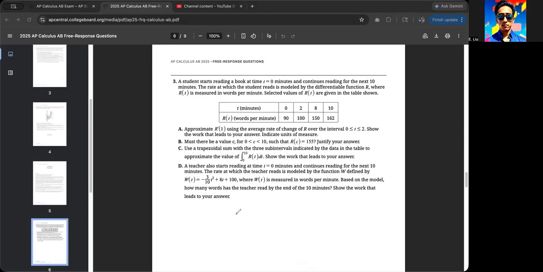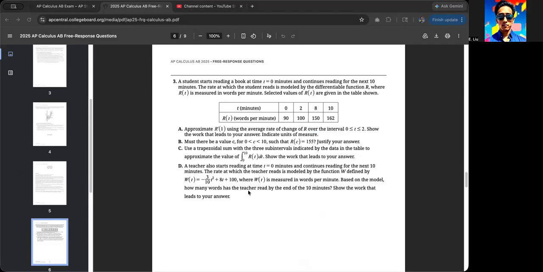R of 0 is 90, and 155 is in between that and R of 10, which is 162. So 155 has to exist somewhere in between. That's the intermediate value theorem explained.